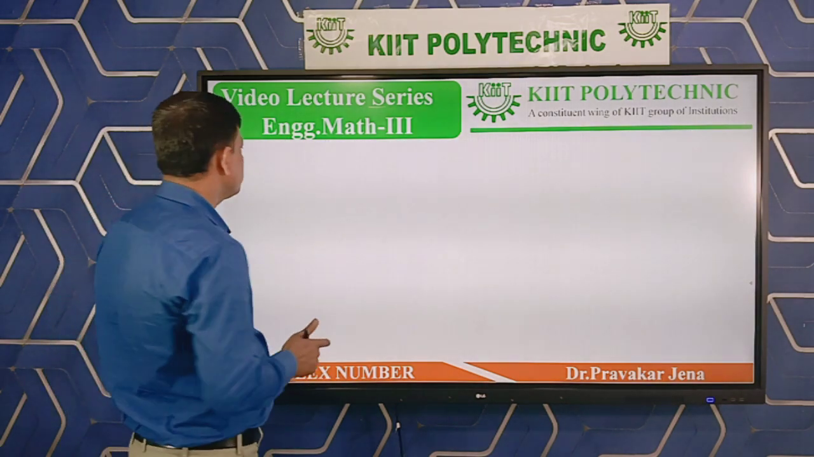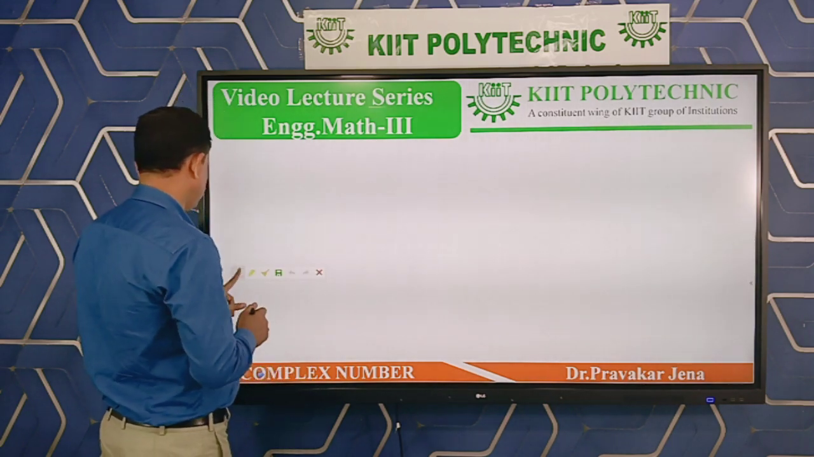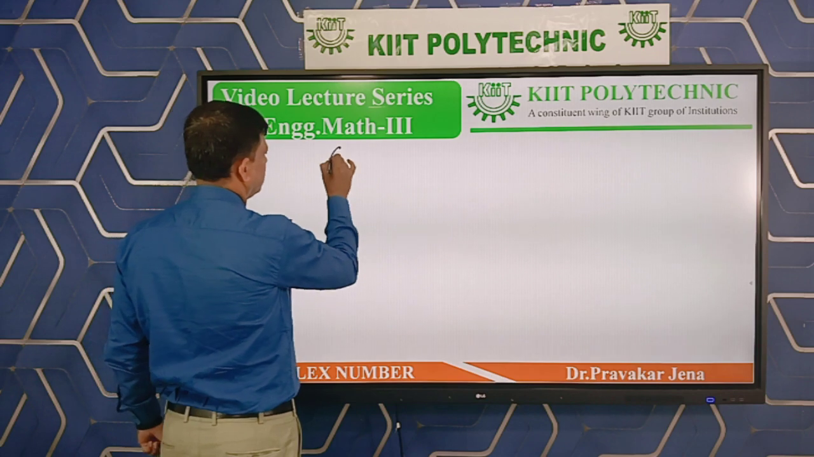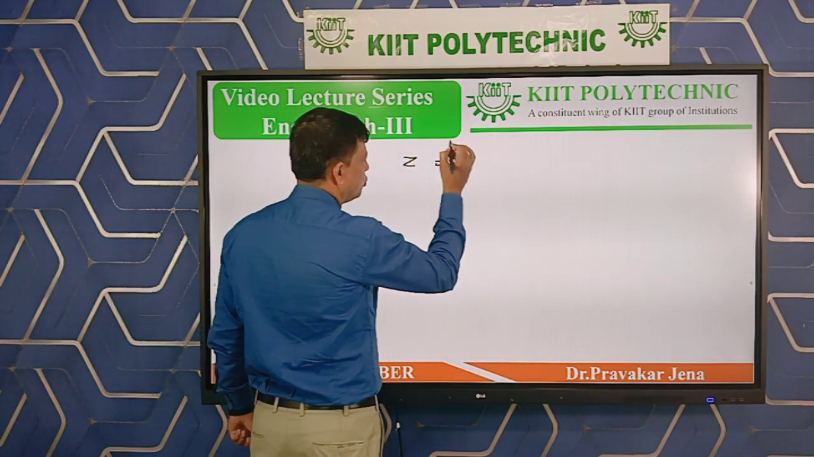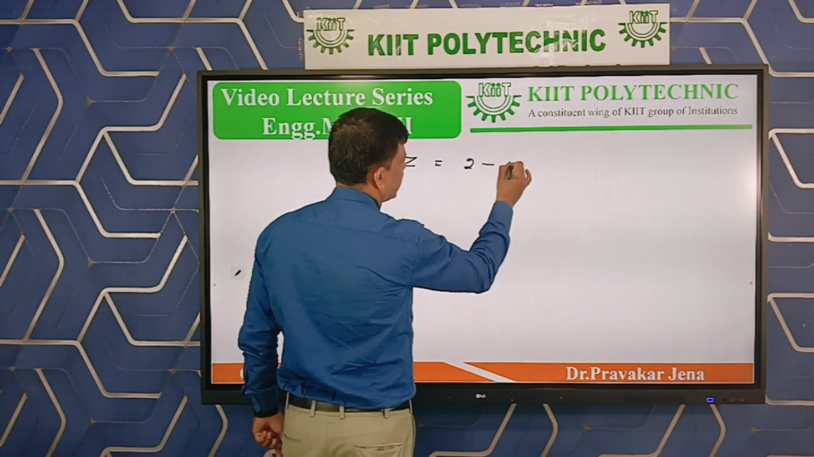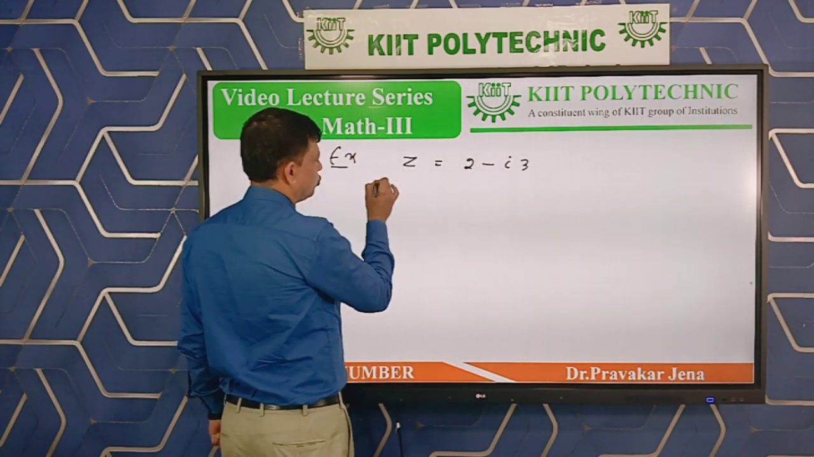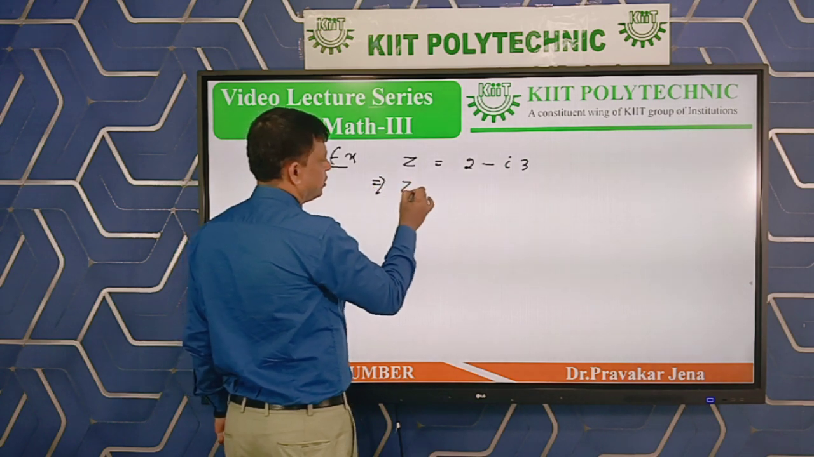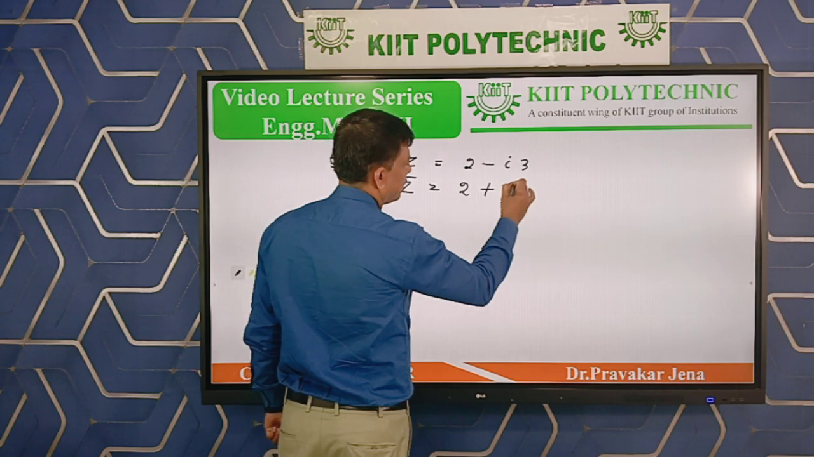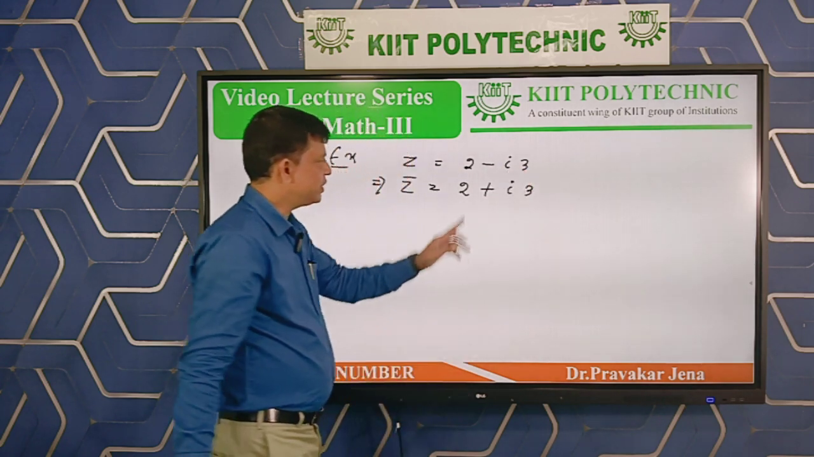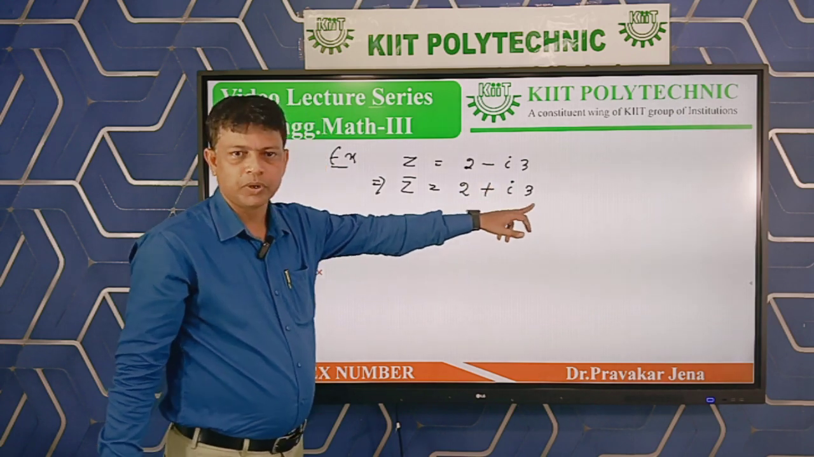Some examples. Suppose one complex number is present, z equals 2 minus i3. Then what is z bar? The z bar is, you just change the sign, that is 2 plus i3. That means just change the sign before i. Minus i is here, then you can change it to plus i.